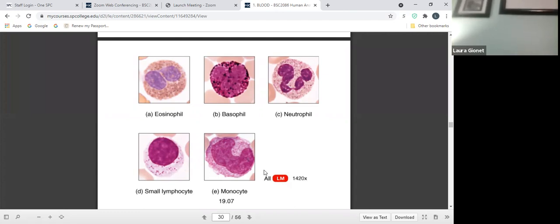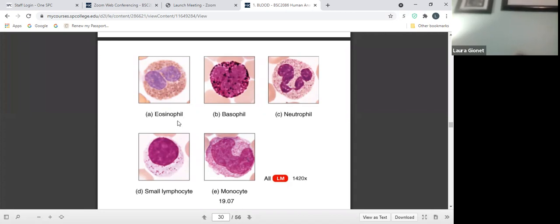And also on some of the models in lab, you can kind of key together, okay, I see these orange granules, I know that's an eosinophil, EO for orange granules. And then you have to commit to memory some of their functions. But these are their basic appearances.